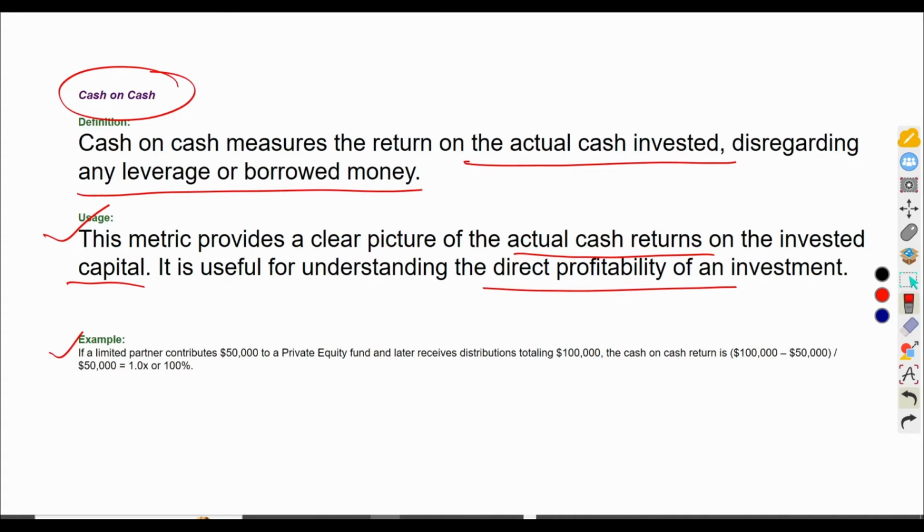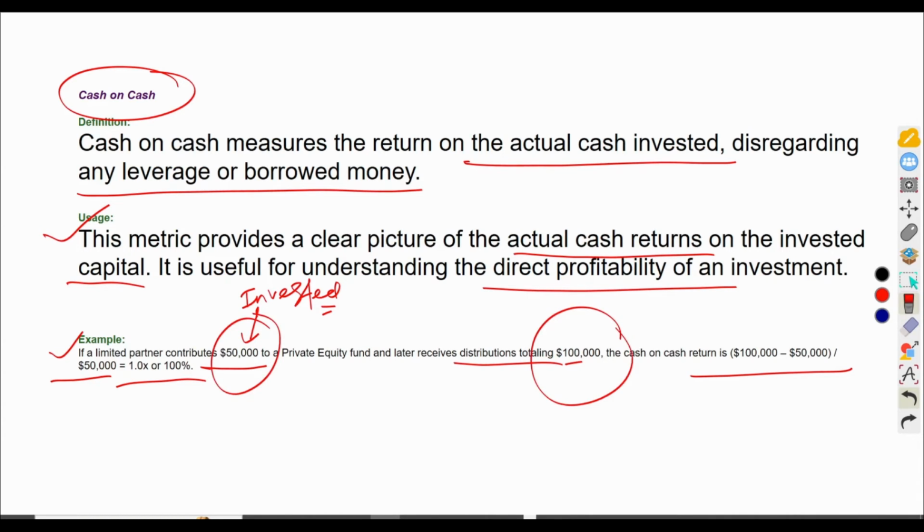Let's take an example. If a limited partner contributes 50k to a private equity fund and later receives distributions totaling 100k, the cash on cash return is 100k minus 50k divided by 50k, because 50k was the invested amount. The invested amount is 50k and, let's say if you are an investor, you have received 100k. So in short, your investment got 1x, which means 100% return. The value of your portfolio has doubled, so you have 100% profit. This is how you can calculate it, because the invested amount is 50k and the returned amount is 100k, so you have 100% profit.